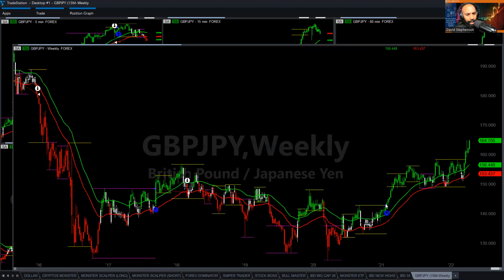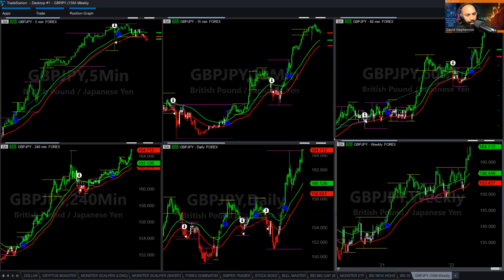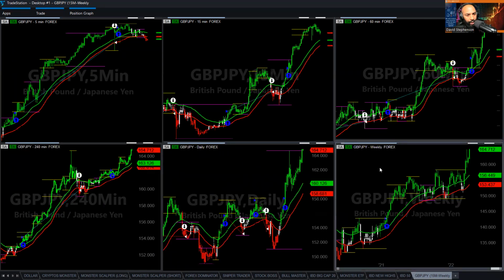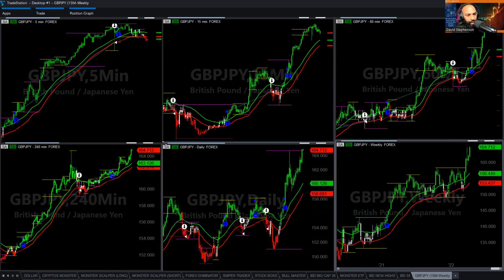Our buy signal was here. We're clearly in the markup phase. We broke resistance right here, so we're in that reaccumulation phase. Green candle, so we know we are definitely bullish. Buy signal here, definitely bullish. Price is moving higher on the pound yen. Okay, that's the weekly time frame.